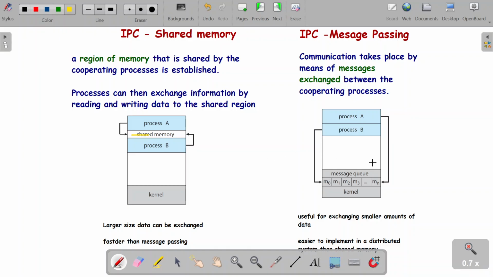And in message passing, in addition to the kernel, I have the message queue M0, M1, M0 like that. The message queue grows. One process may post a message and another process also posts a message and reads the posted message like that. It uses the message as an exchanging platform between two processes.